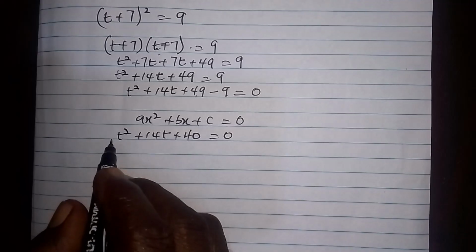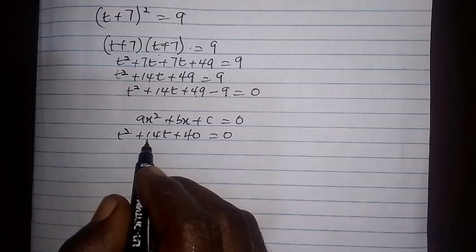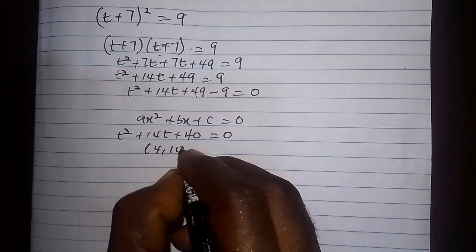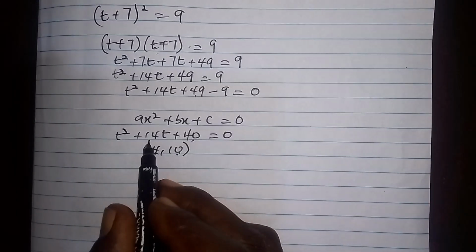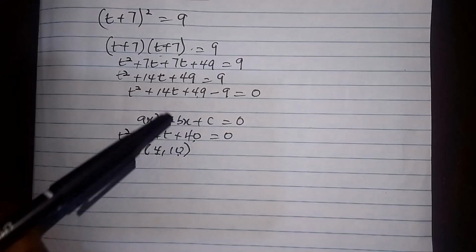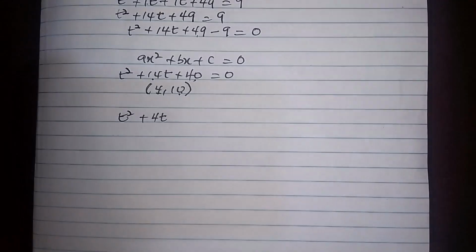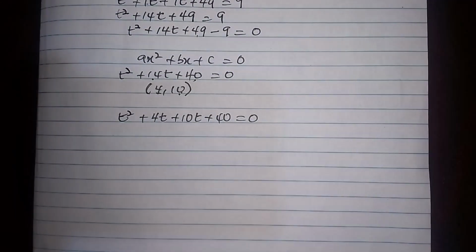So, two numbers, when we multiply, we get 40. When we add, we get positive 14. What are the two numbers? I have 4 and then 10. 4 times 10 will give us 40. 4 plus 10 will give us 14. These two values are going to be substituted in place of the b over here. So this is giving us t squared plus 4t, because we are working with a variable t, plus 10t plus 40 equals 0.